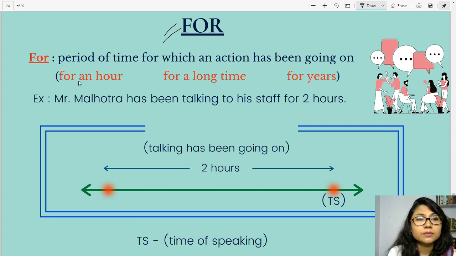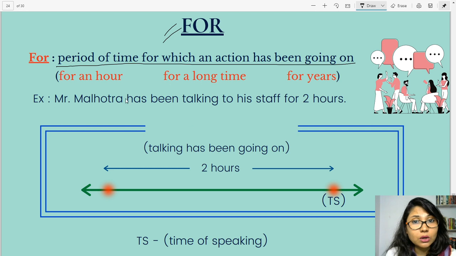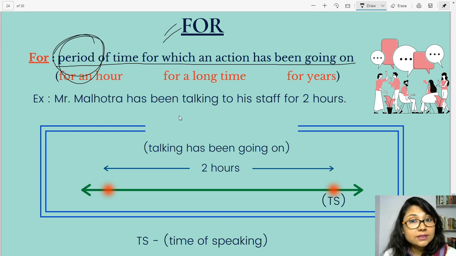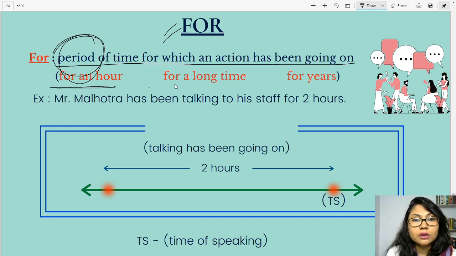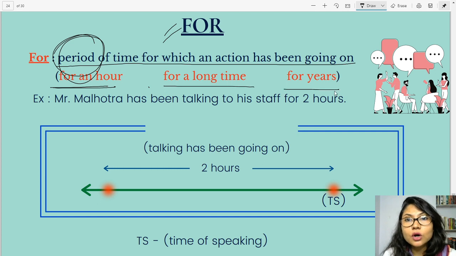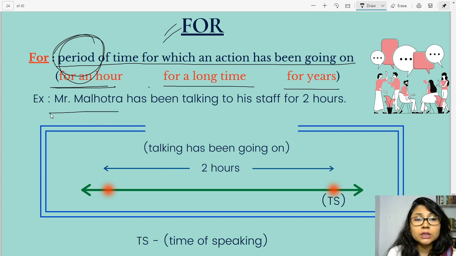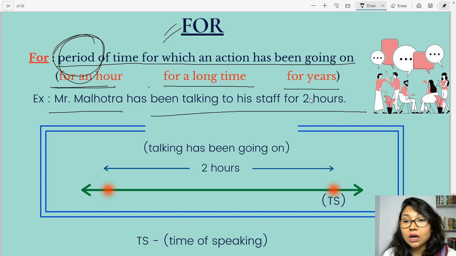What does it mean? A period of time for which an action has been going on. A period. This is the difference. For an hour, for a long time, for years. Let's look at the example. Mr. Malhotra has been talking to his staff for 2 hours.